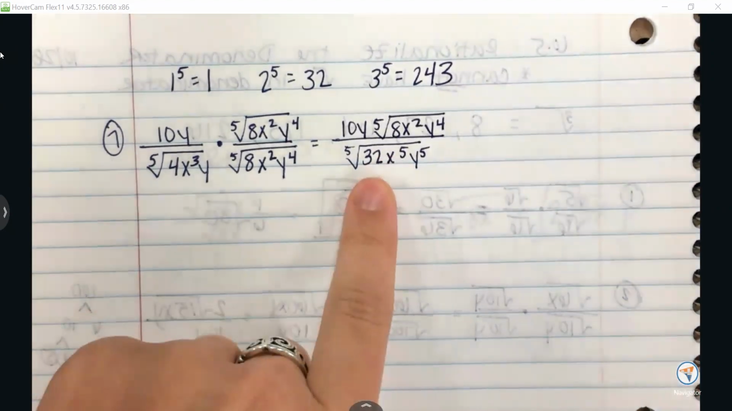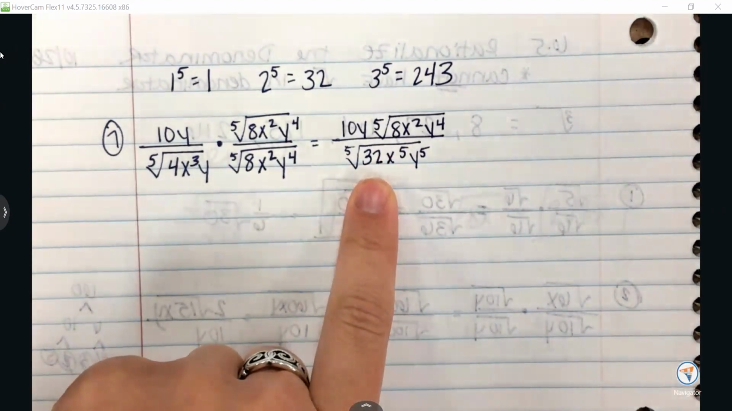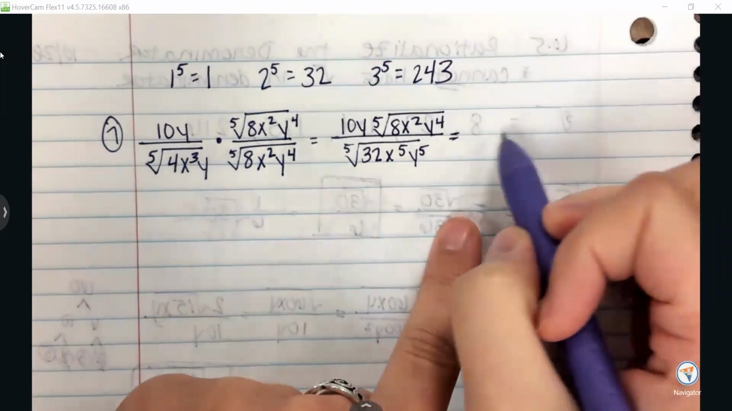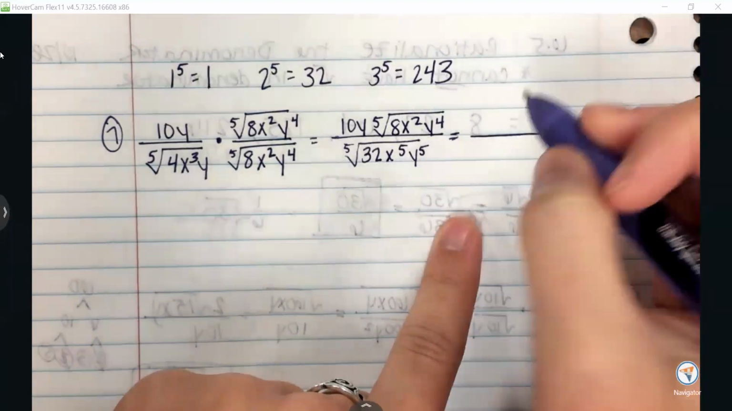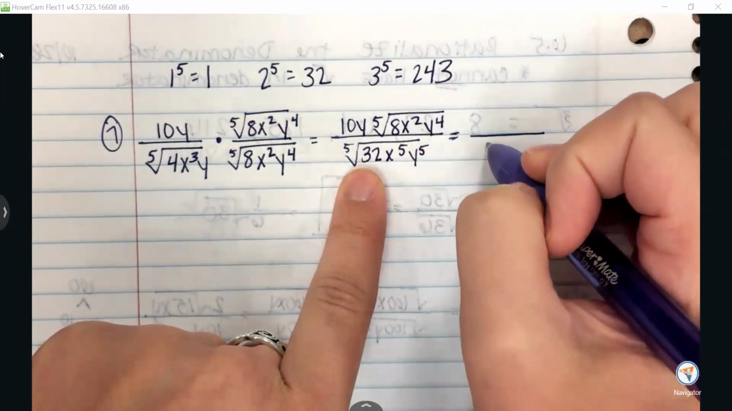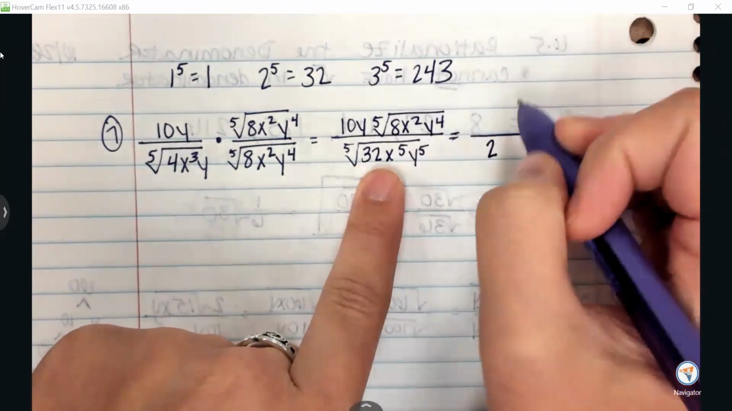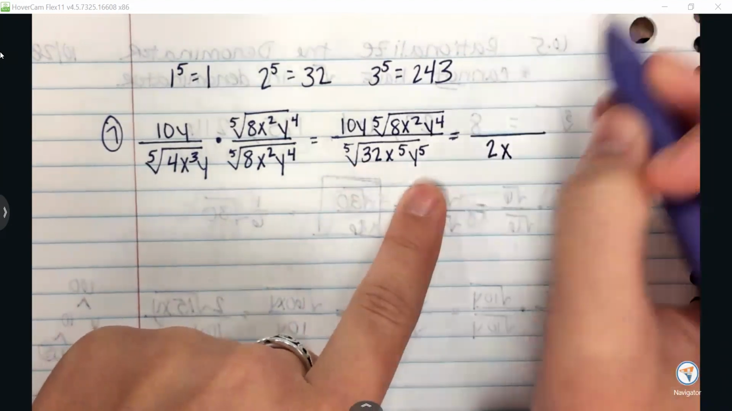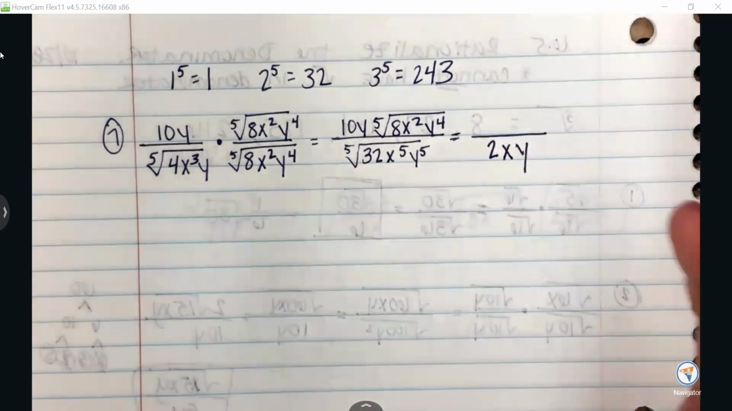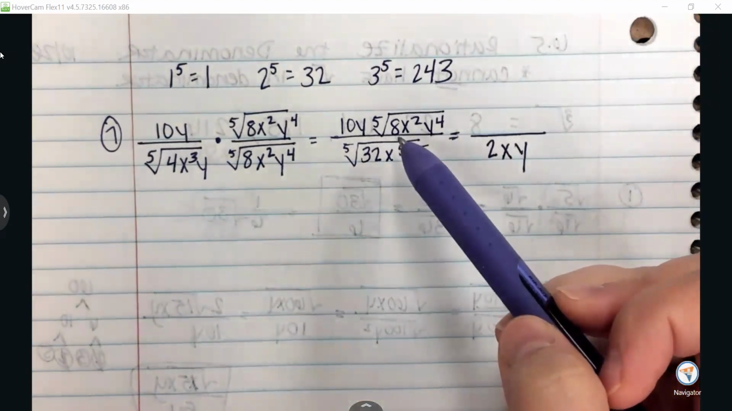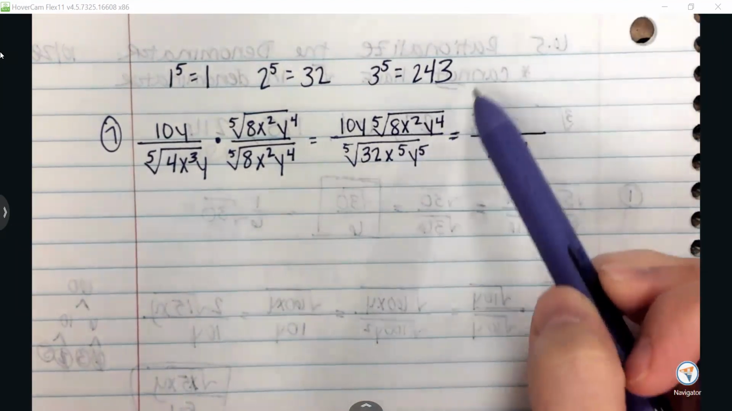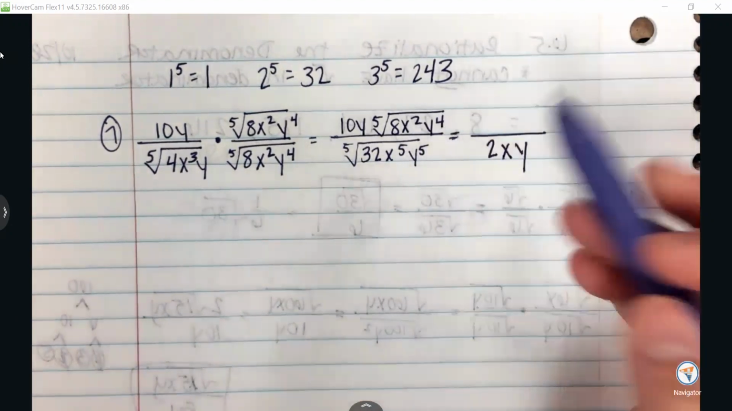Check. Is 32 a perfect fifth root? Yes. X to the fifth and y to the fifth are perfect fifth roots. So I'm good to keep going. So what will be in my denominator? What's the fifth root of 32? 2. What's the fifth root of x to the fifth? X. And what's the fifth root of y to the fifth? Y. In my numerator, I have an 8. Can 8 be broken down into 5 numbers? No. Can x squared? No. Can y to the fourth? No. So that's going to stay.